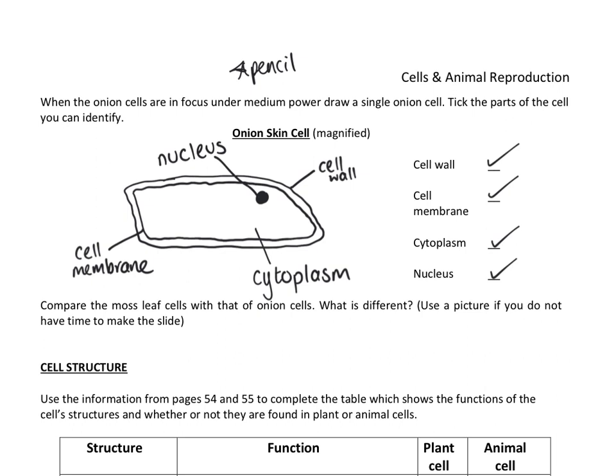Just one last question to look at really quickly, and it's to think back from our onion cell and compare it to the moss leaf cell. Now, I'm going to show you some pictures here because I think it's probably slightly easier to see the differences. And we're just going to have a look at the very visible difference between the moss leaf cells and onion cells.